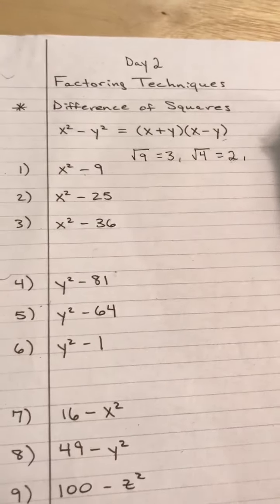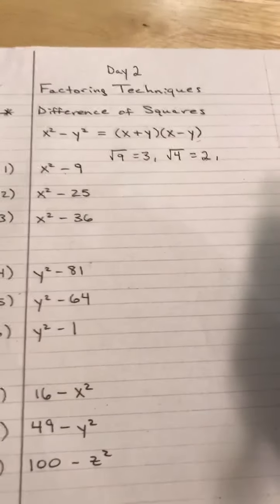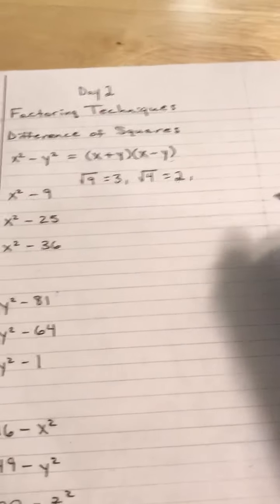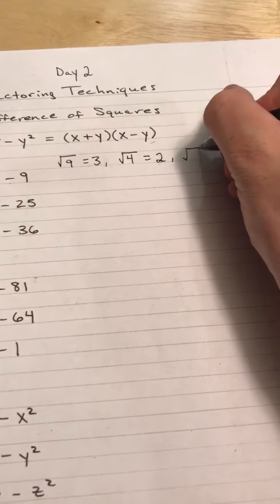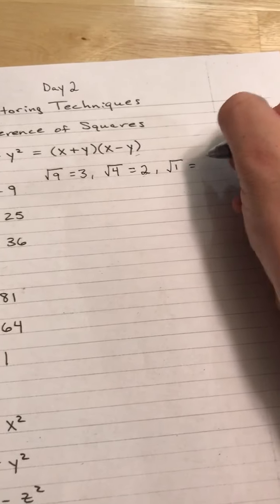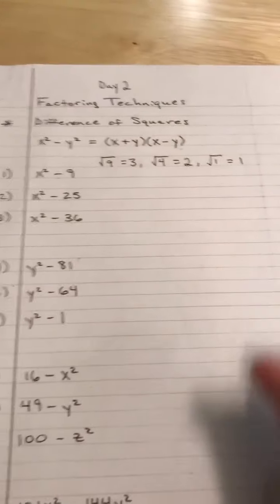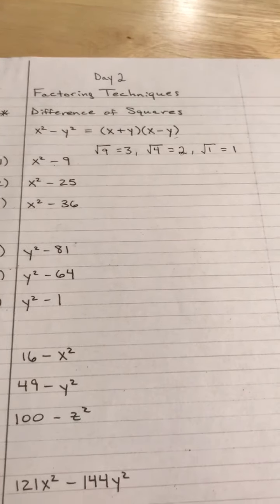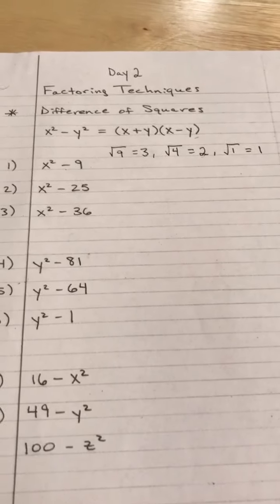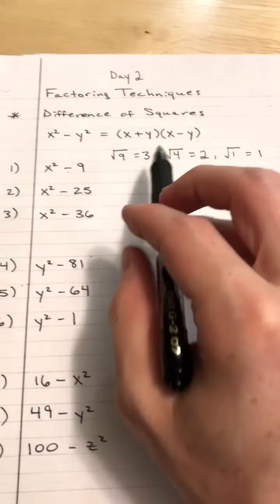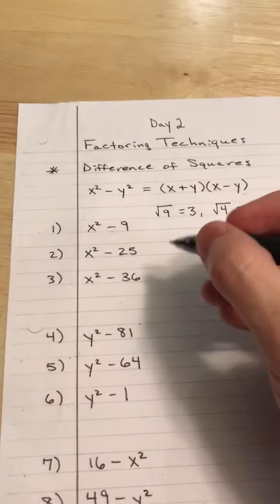And the last square root that I wanted to talk about before we get into the problems is going to be square root of 1. Square root of 1 is just 1, because 1 times 1 is 1. Alright? So we're going to be using these square roots today to solve these problems.